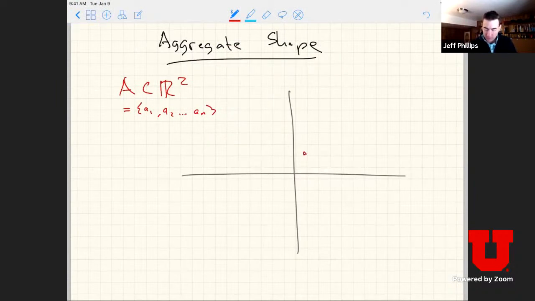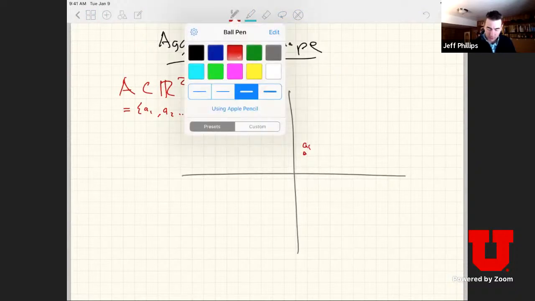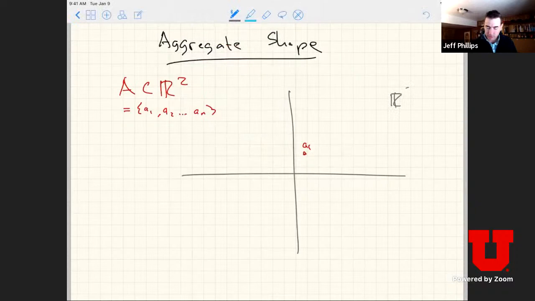And each of these might be A1. This is R2 in this picture, although it works with higher dimensions, but I can't draw that. There's A2, A3, A4, A5, A6, maybe A7. Okay, and so there's data that kind of looks like this.